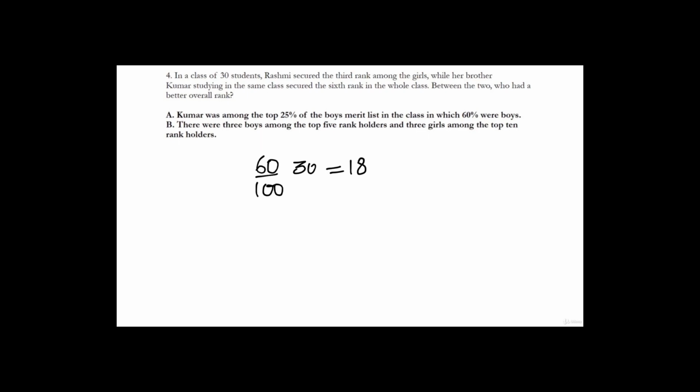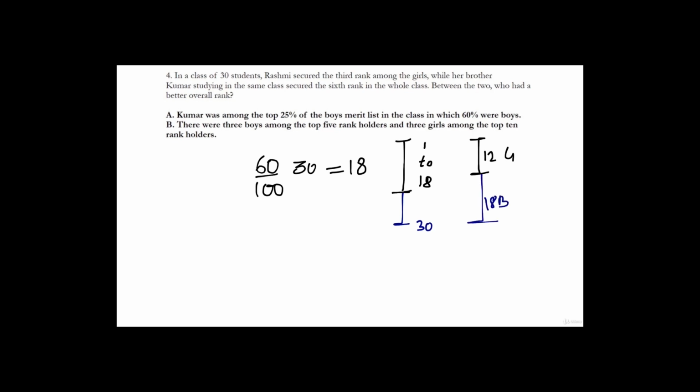Now, only if we consider statement A, he is in the top 25%, which means we don't know where these boys are positioned. All the boys could be in the first ranks. So the 1st to 18th ranks could be boys, and the 19th to 30th ranks could be girls. So this is one possibility. There is another possibility where the first 12 ranks were girls and the last 18 ranks were boys.